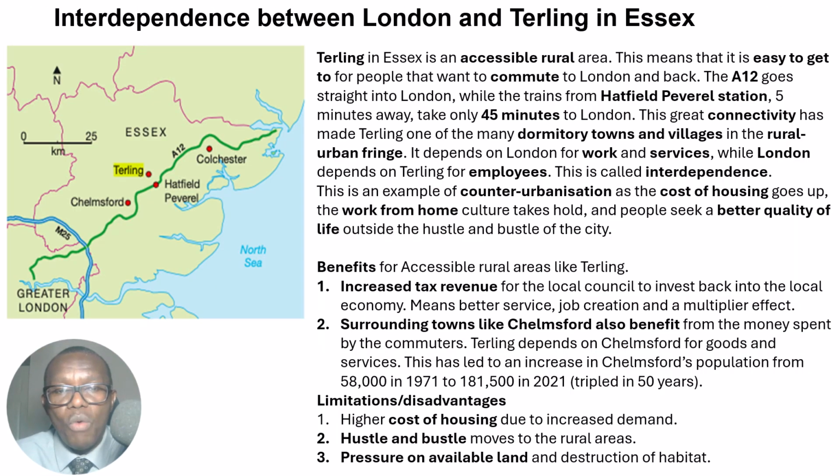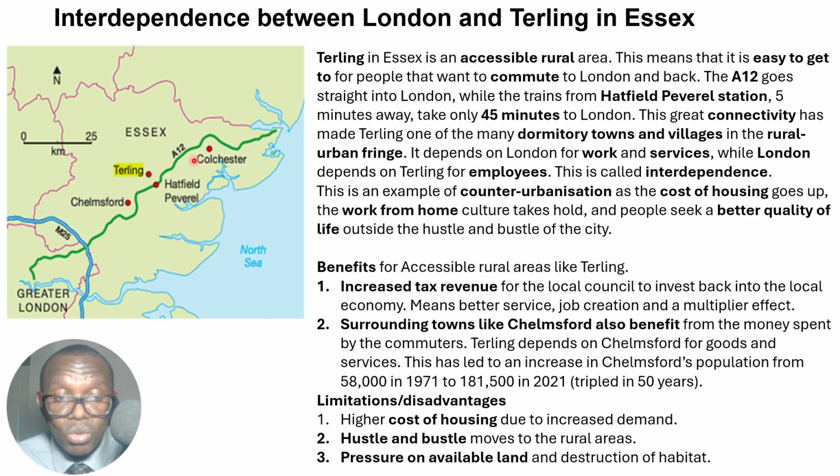So in this next slide, we'll be looking at the interdependence between London and the rural periphery. The area in the rural periphery we'll be looking at is Tiptree in Essex. This can be referred to as an accessible rural area. Accessible rural means that it's easy to get to for people who want to commute to London and back. You have the A12 here. Tiptree is right here in Essex, and that is the A12 all the way from Colchester and into London.